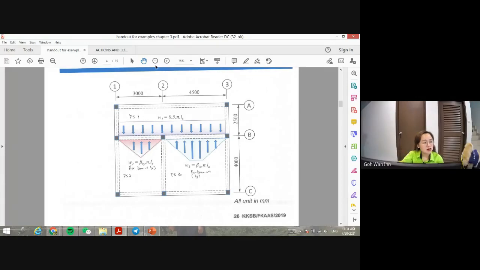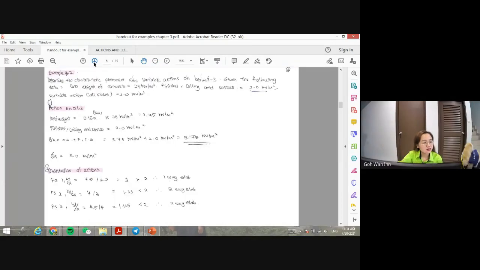I explained to you now, but you need to do your own revision, guys. Okay, I wrote it here. First, I will calculate the action on the slab, because you need to calculate the slab action first, and then you distribute to the beam.